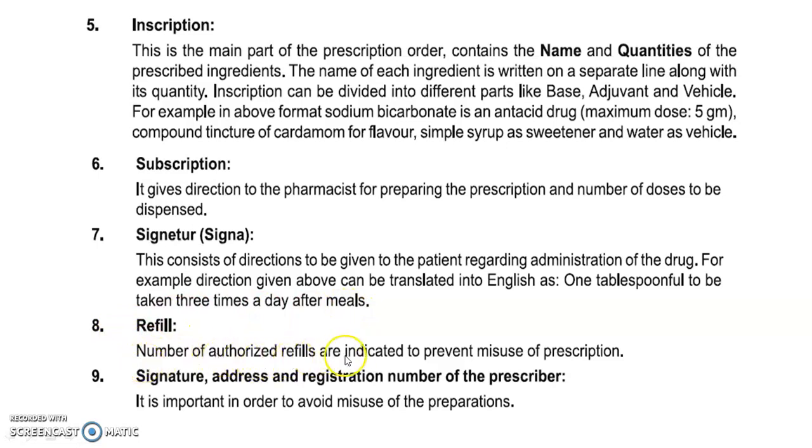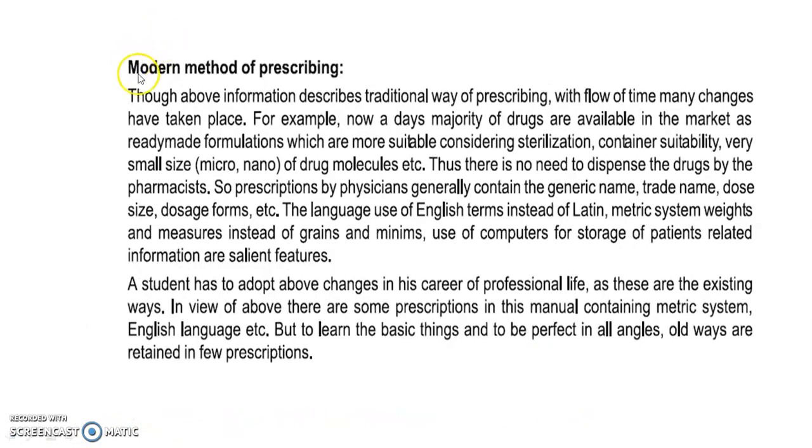Refill: the number of authorized refills is indicated to prevent misuse of the prescription. After that, signature, address and the registration number of the prescriber. It is important in order to avoid the misuse of the prescriptions. Then modern methods of prescribing. The above information describes the traditional way of prescribing, but many changes have taken place.